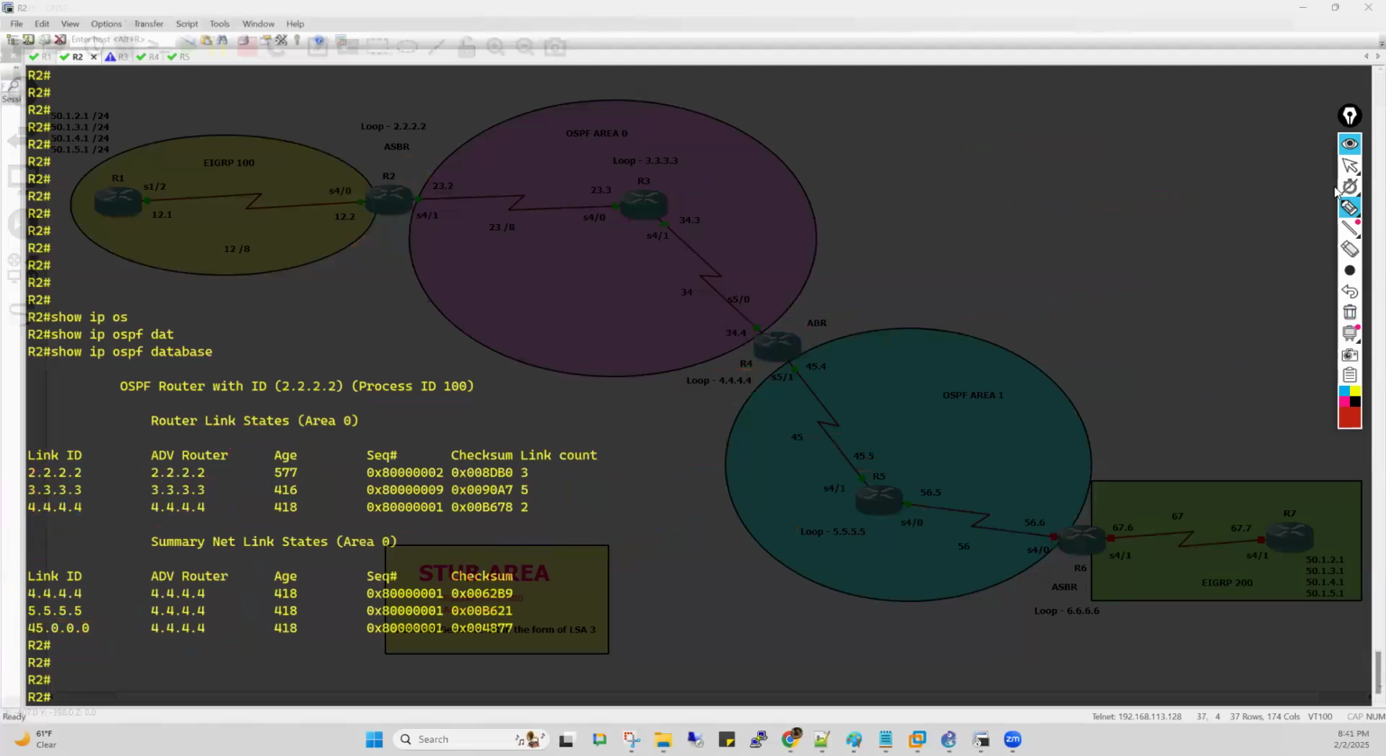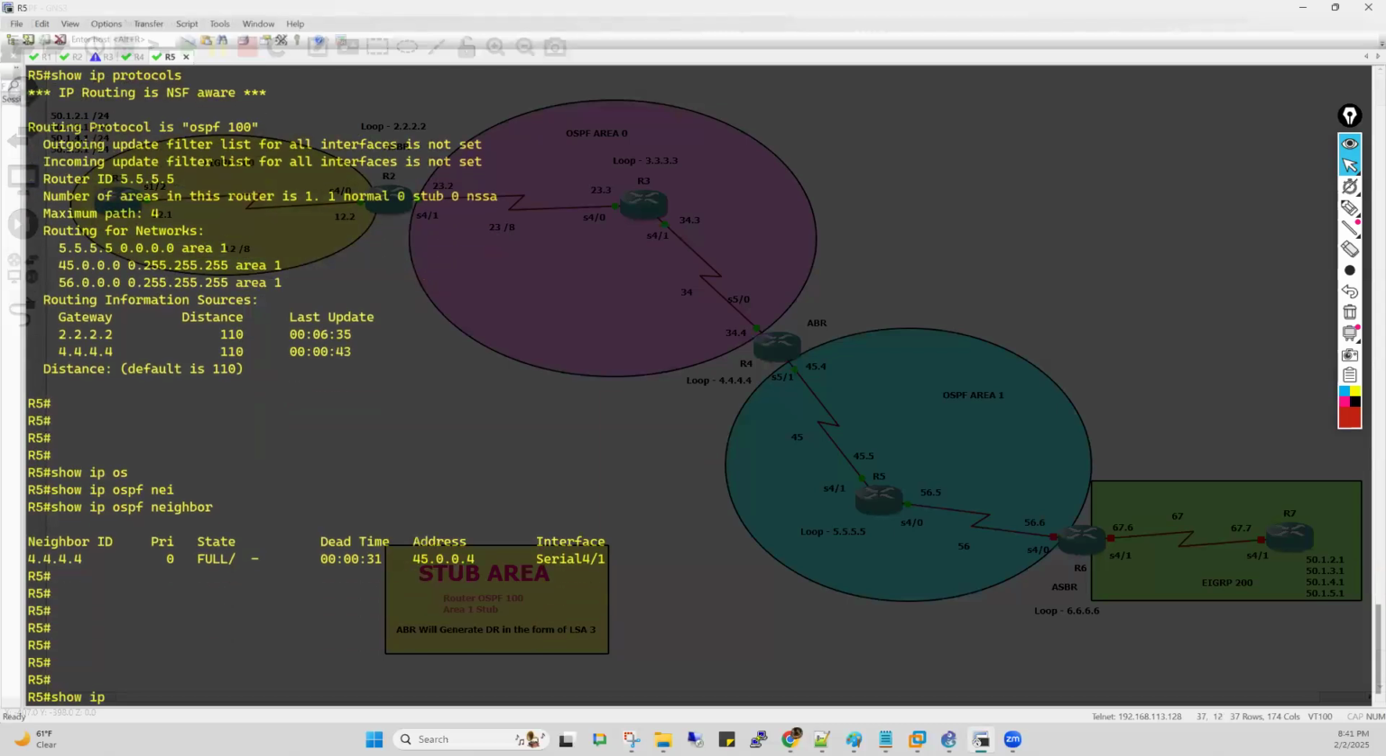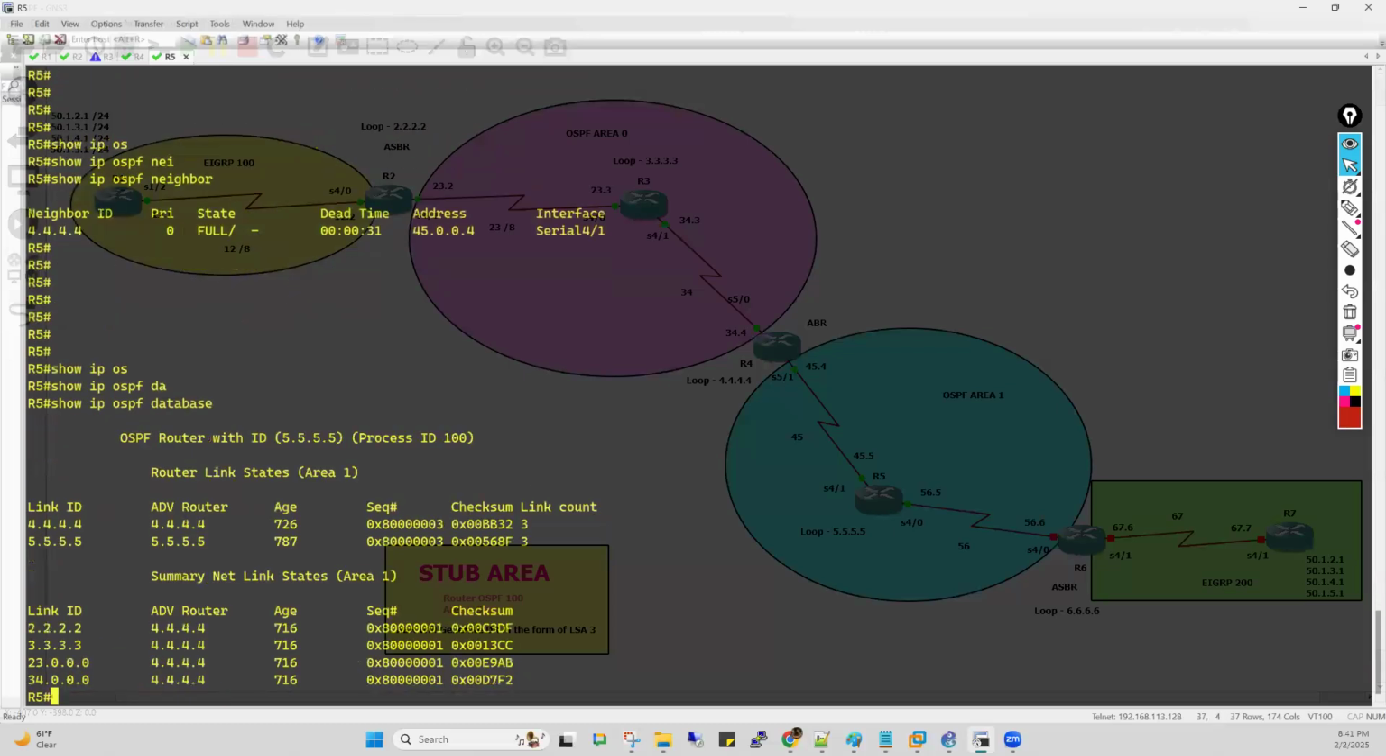In the same way, if I write the same command on router number 5, I am running show ip ospf database. So when I write show ip ospf database, I am getting the same, right? Type 1 LSA, LSA number 1 and LSA number 3. In LSA number 1, what is the information? We are running this command on this router, so in this area there are only 2 routers, this router and this router. So here I am getting this one and this one.